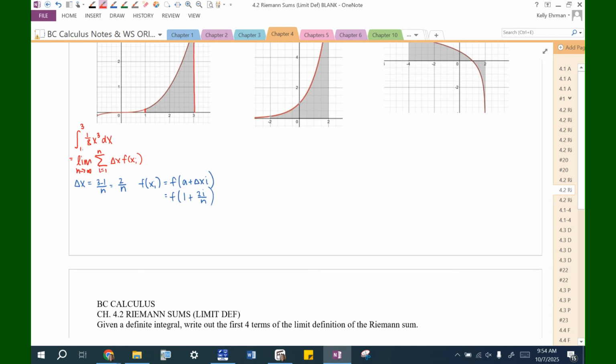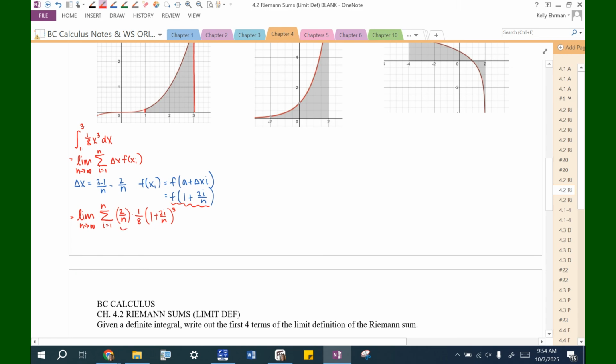So let's go ahead and write this into our limit notation again. So now it's the limit as n approaches infinity of the sum from i equals 1 to n. Instead of delta x, I'm putting in 2 over n. Instead of f of x sub i, I'm going to plug this into f of x. So let's do this. 2 over n. f of x is 1/8 x cubed, so I can say times 1/8. What's x? This whole thing, cubed.